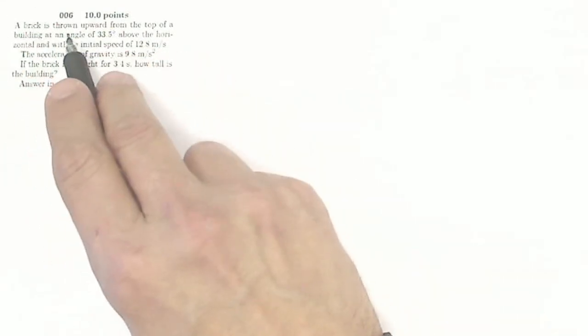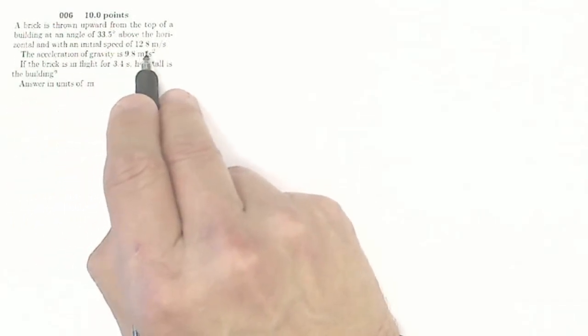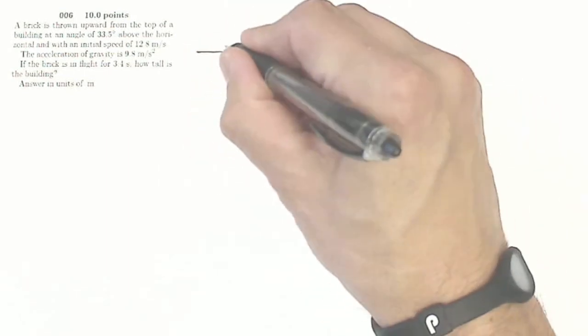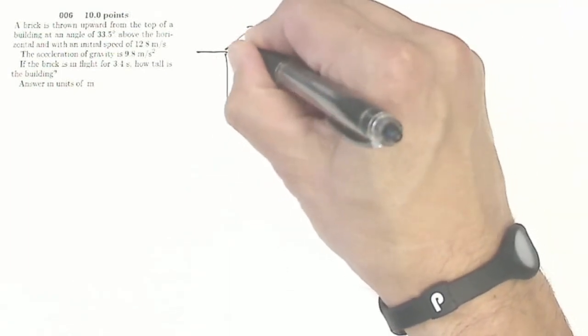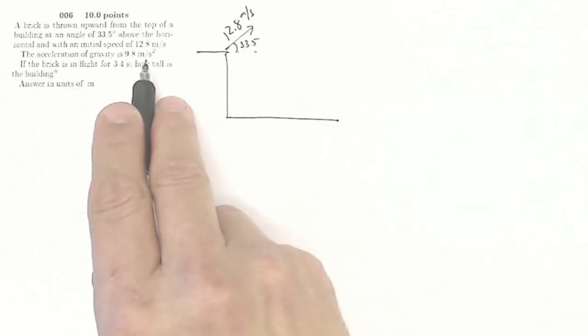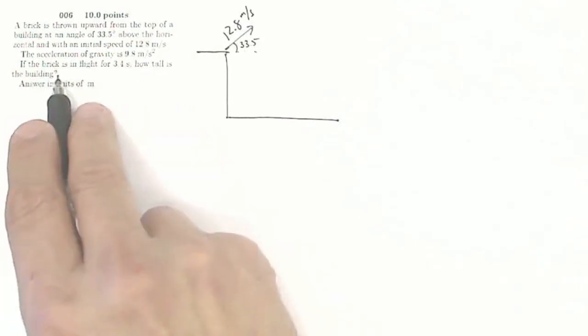This is physics homework number 8, question number 6. This is a great X-world, Y-world problem. It says a brick is thrown upward from the top of a building at an angle of 33.5 degrees above the horizontal and with an initial speed of 12.8 meters per second. So I have the top of a building. I'm throwing it up at an angle of 33.5, with an initial speed of 12.8 meters per second. The acceleration of gravity is 9.8 meters per second squared. If the brick is in flight for 3.4 seconds, how tall is the building?